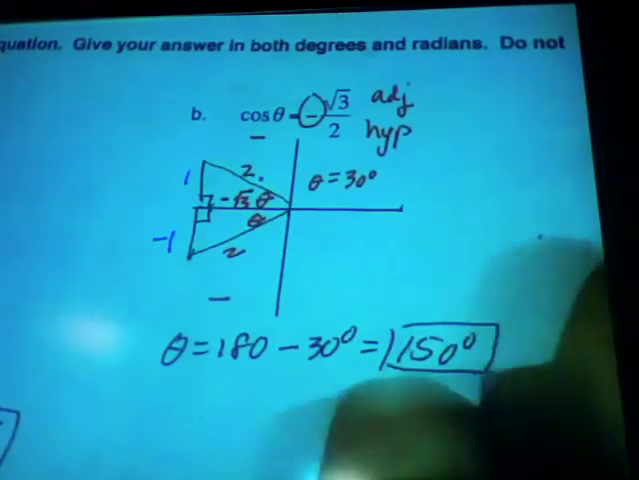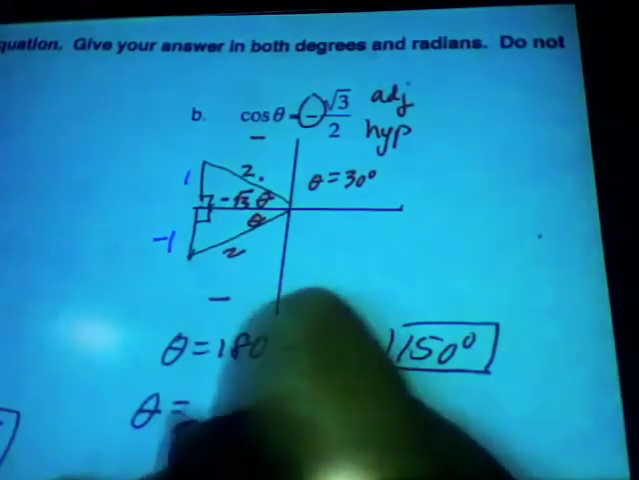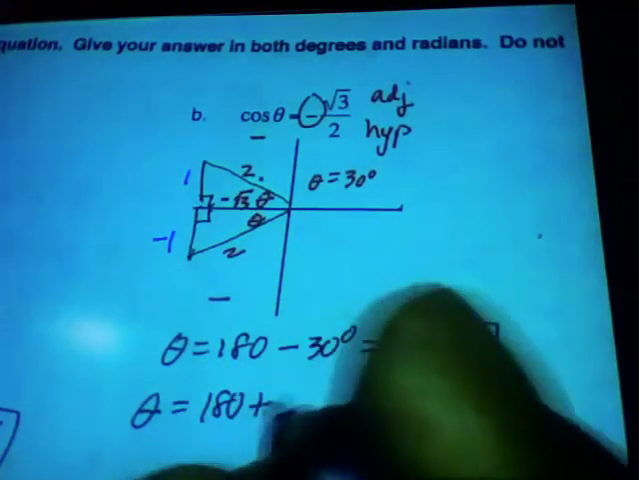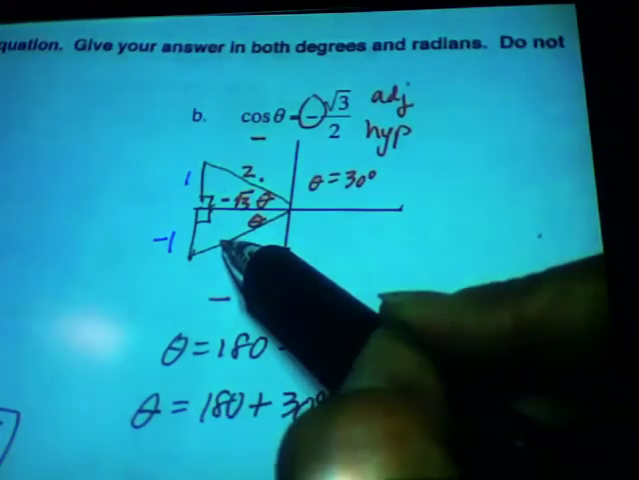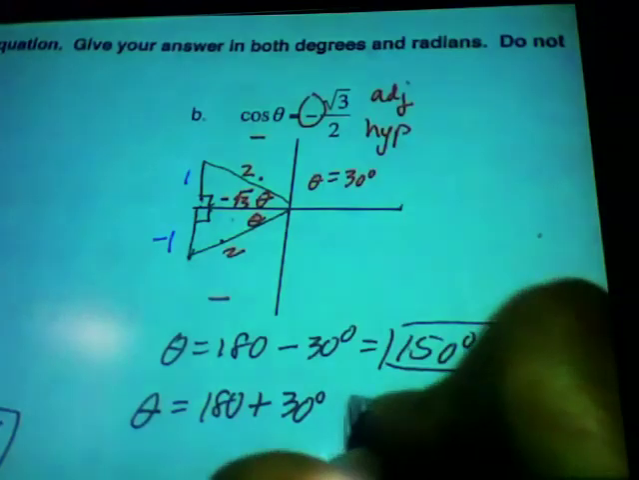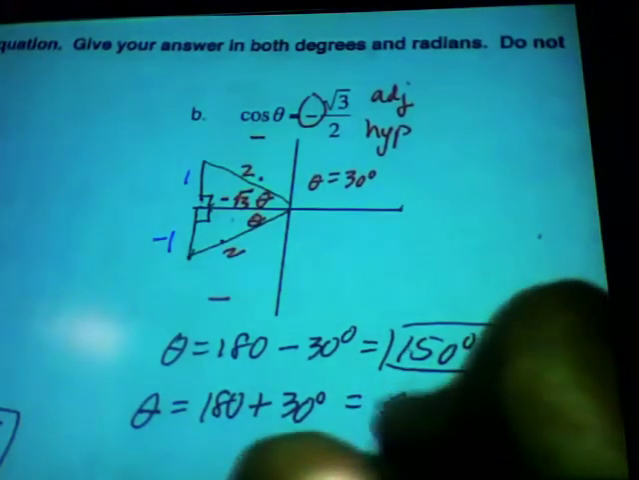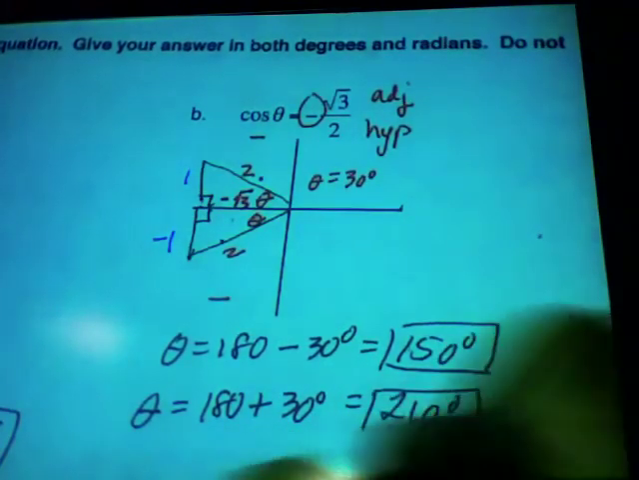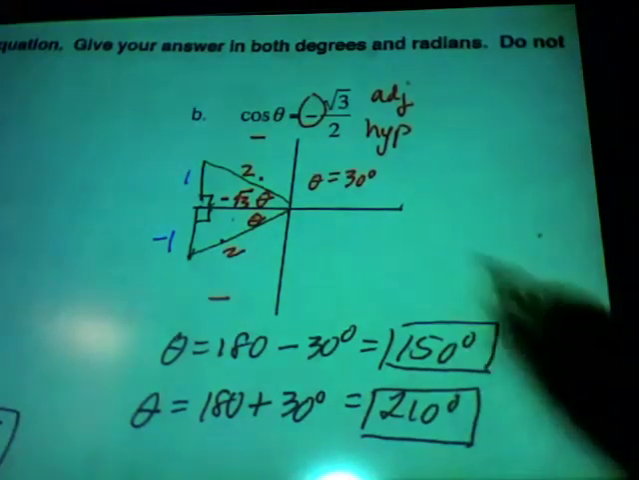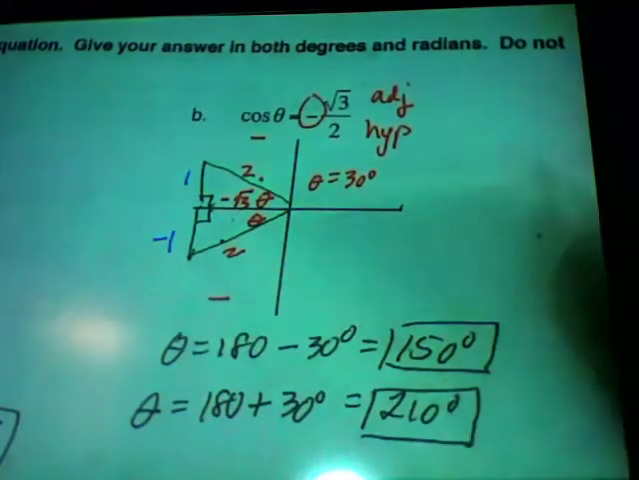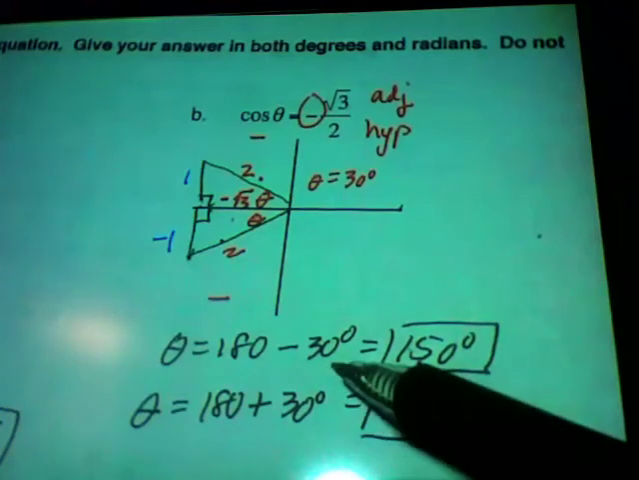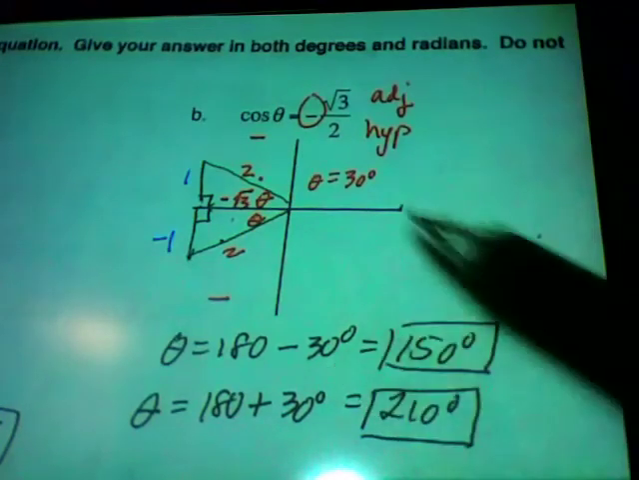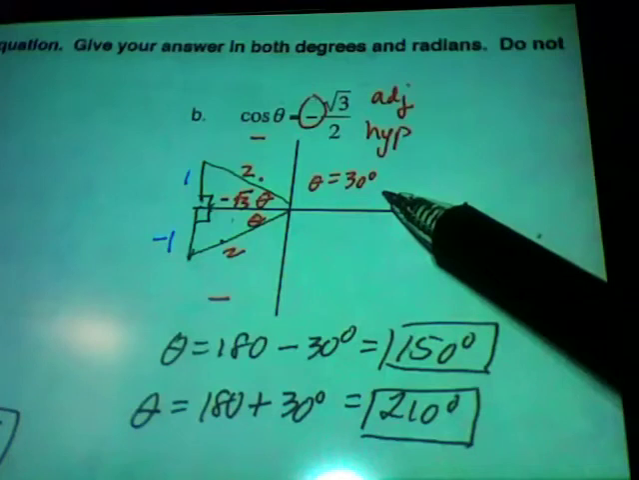There's your 150. And then my other theta is 180 plus the 30 degrees, because I want to go this far down to here. So 180 plus the 30 is 210 degrees. And you want to make sure that those angles appear in quadrant 2 and quadrant 3. Wouldn't these be in quadrant 2 and quadrant 3? If you just said 30, 30's in quadrant 1, that can't be right.